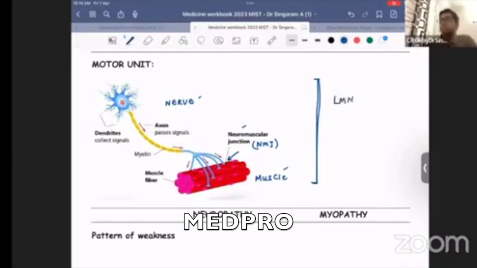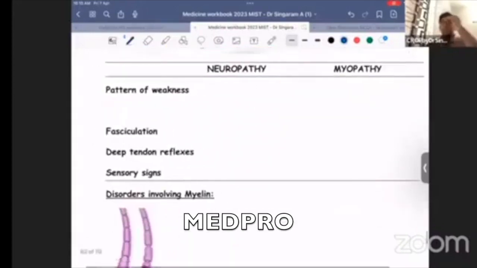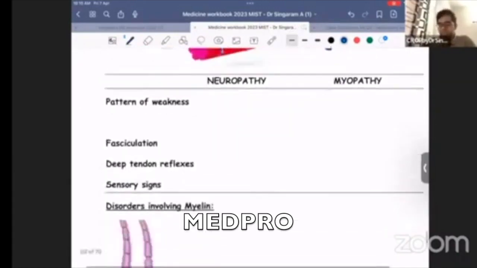So whenever we talk about any disease involving the nerve, muscle, or neuromuscular junction, it is mainly a type of lower motor neuron problem. However, there is a small difference between neuropathy and myopathy. Neuropathy means only the nerves, myopathy means only the muscles are affected. I am going to enumerate the differences.